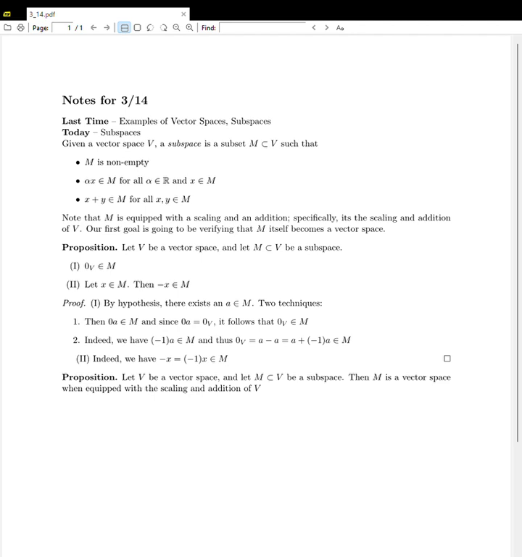Okay, so again, we've got 8 facts to verify. Oh, I didn't spell proof right. I wrote it wrong, and now the box is there. All right, so again, we have 8 facts to verify.